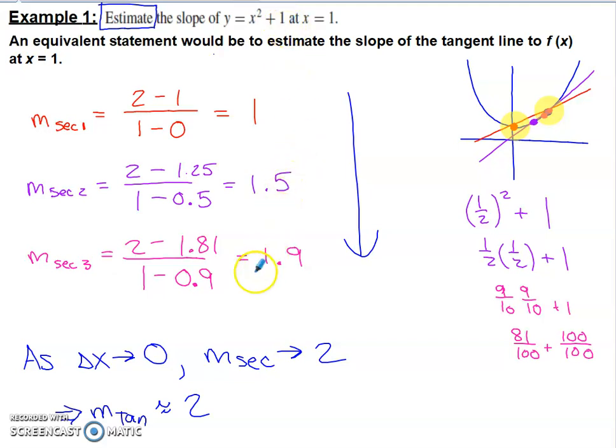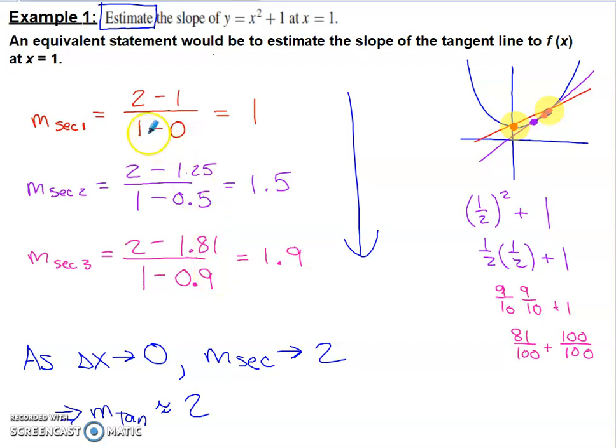I got 1.5. I then bumped it even a little bit closer. So I kept that first ordered pair the same because I wanted to base this estimate at the x of 1. So I didn't move that ordered pair, but the other ordered pair that I did within each slope calculation is getting closer and closer to the x value where my calculation is based.